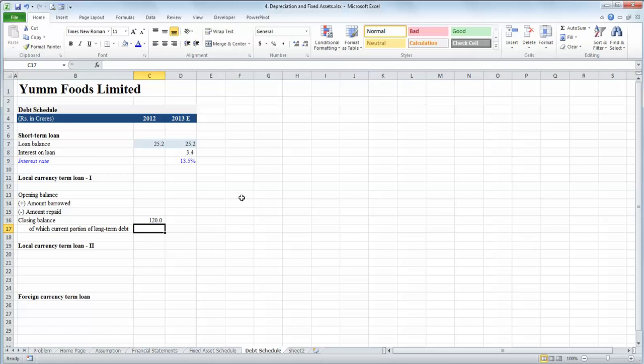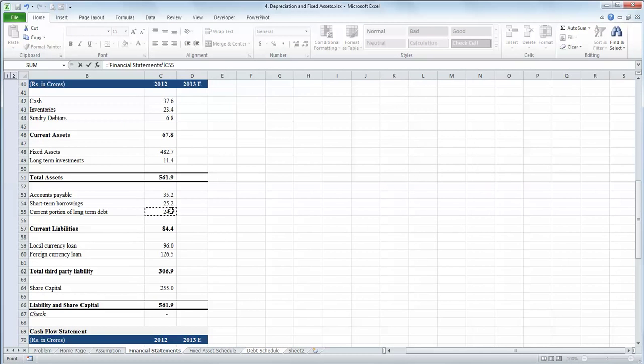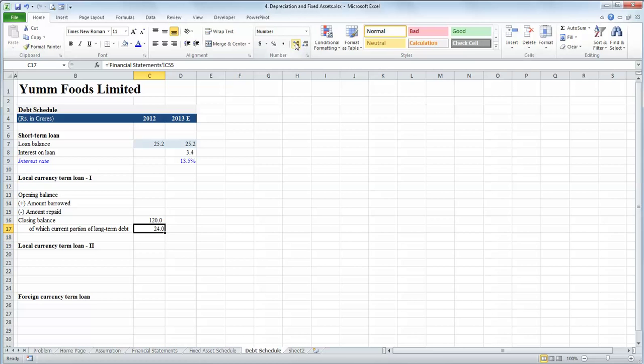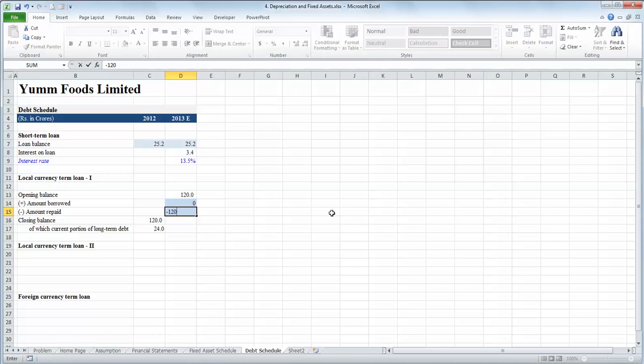And in here we know the current portion is 24 crores, which is again included in the balance sheet. So we'll link it to that. Now opening balance of any year is going to be the closing balance of the previous year, so we can simply link it to that. The amount borrowed and repaid are pretty much the assumptions. So amount borrowed, we're going to assume 0. The amount repaid has to be repaid in 5 equal installments, so we are going to have 120 divided by 5, which is 24 crores.